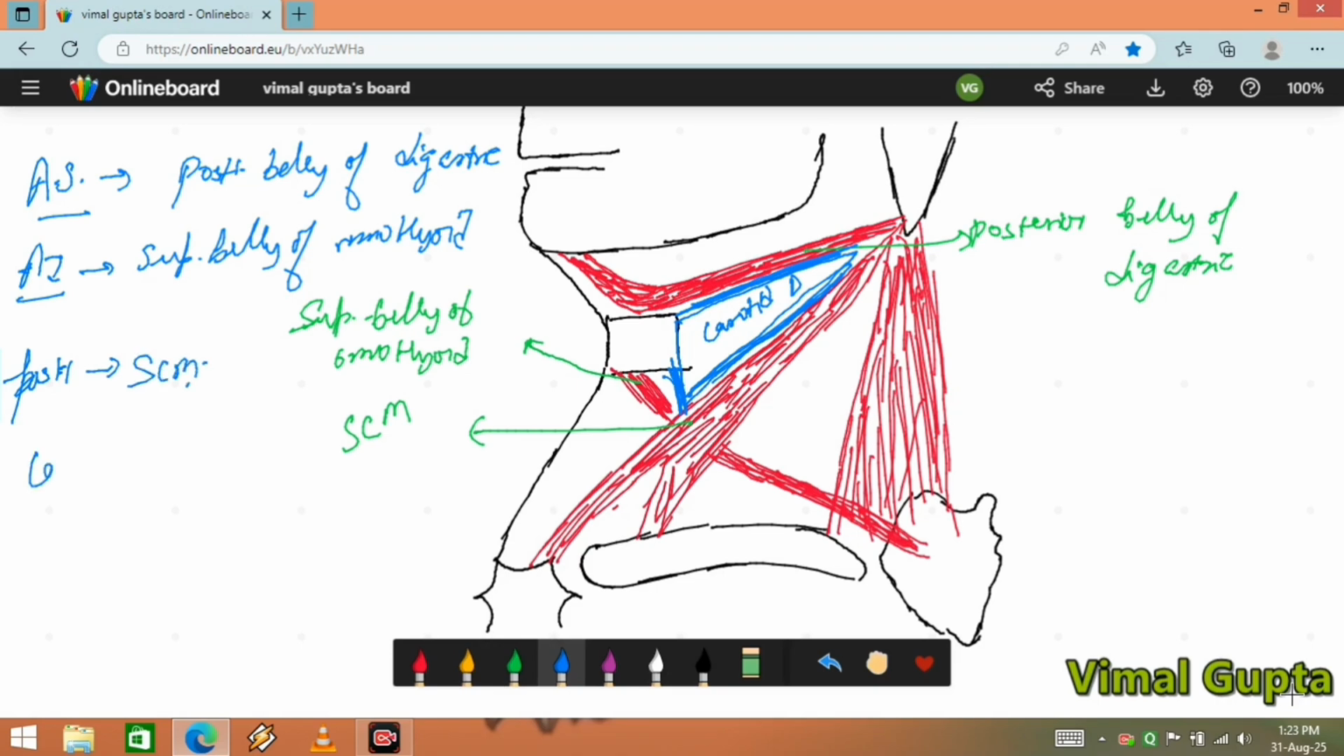This triangle is called the carotid triangle because there are large vessels in this triangle, mainly the common carotid artery, internal carotid artery, and external carotid artery, which supply the head and neck. So this triangle is called the carotid triangle.